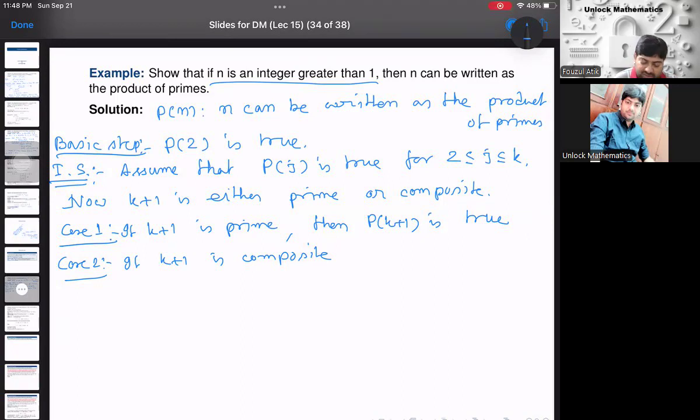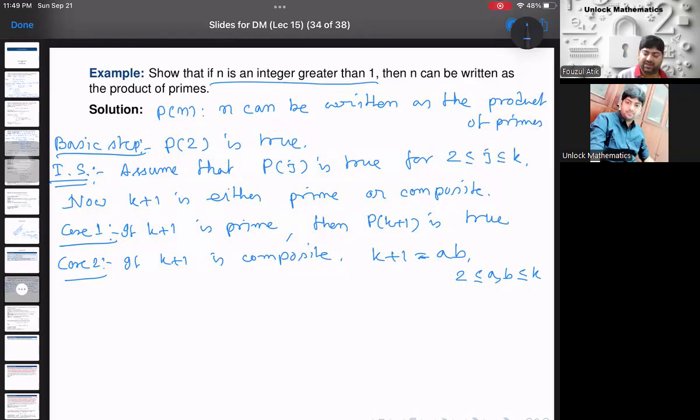So if some integer is composite, we can always write that k plus 1 can be written as a product of some integers a and b. Can this a and b be 1 or k plus 1? No, because we are taking a composite number, we have to take some different factors other than 1 and k plus 1 itself. So a and b should lie between 2 and k, where 2 is less than or equal to a, up to k. Right? Because it's a composite number, we have taken factors which are between 1 and k plus 1, but not 1 and k plus 1. So k plus 1 you have written in the form a times b.